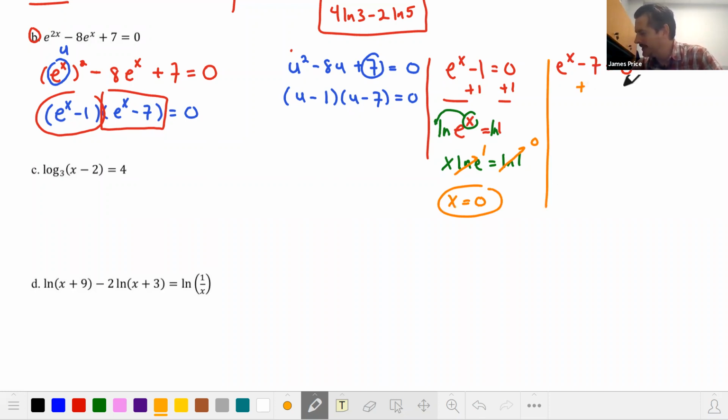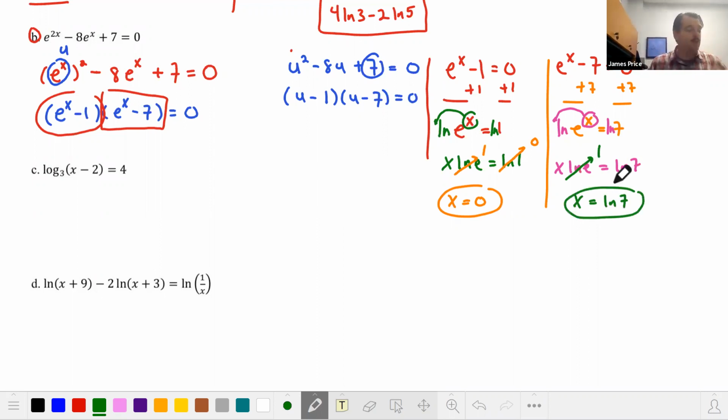And then the other answer comes from right here. We add 7 to both sides and we get e to the x equal to 7. Now again, to bring down that exponent, we simply ln both sides, those ln's always being applied to the left of the expression. So x comes down times ln of e equal to ln of 7. Remember that ln of e is always equal to 1. And so we just get x equal to ln of 7. And there's our second answer. If you want, you can check these too, to make sure that we did them right.